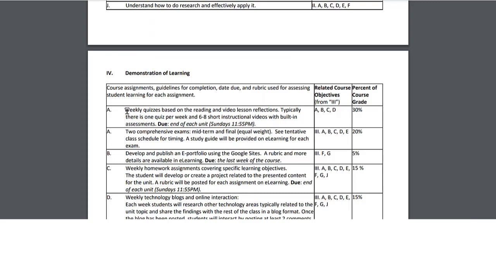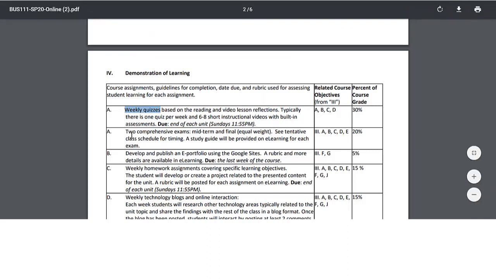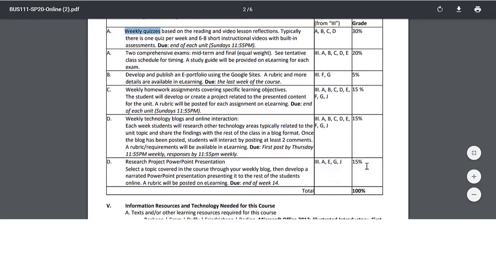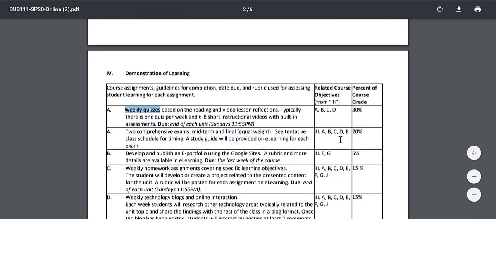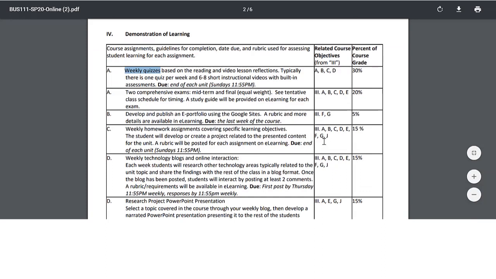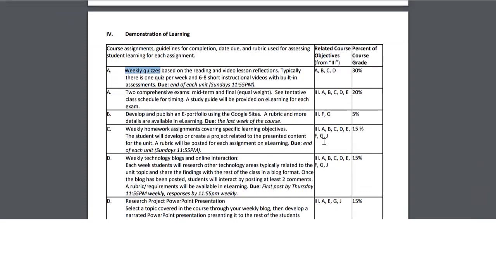For example, in this case, we have weekly quizzes, and the weekly quizzes are going to be 30%. Then we have 2 comprehensive exams, and they're going to be 20% each. Then we have an e-portfolio, which will be 5%, homework assignments 15%, and blogs 15%. All of those will add up to 100%. So at this stage, we need to enter in the system those categories or those major areas for your course.